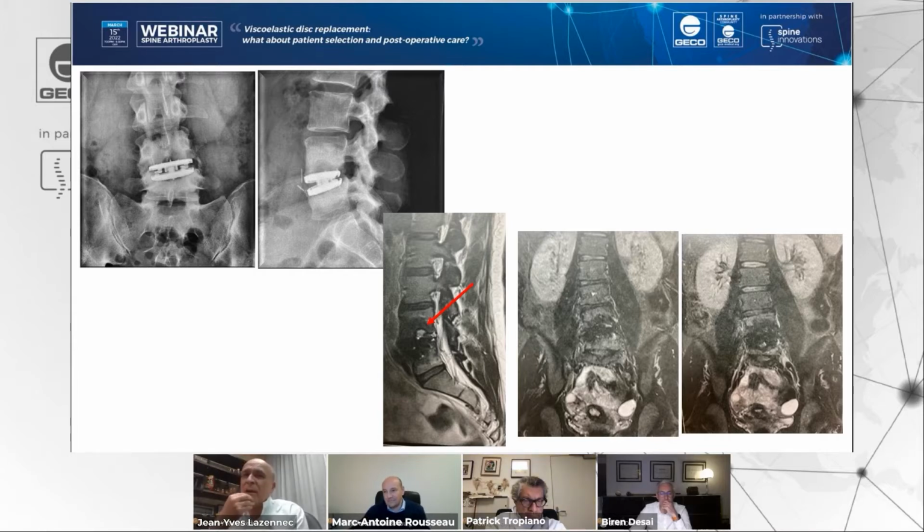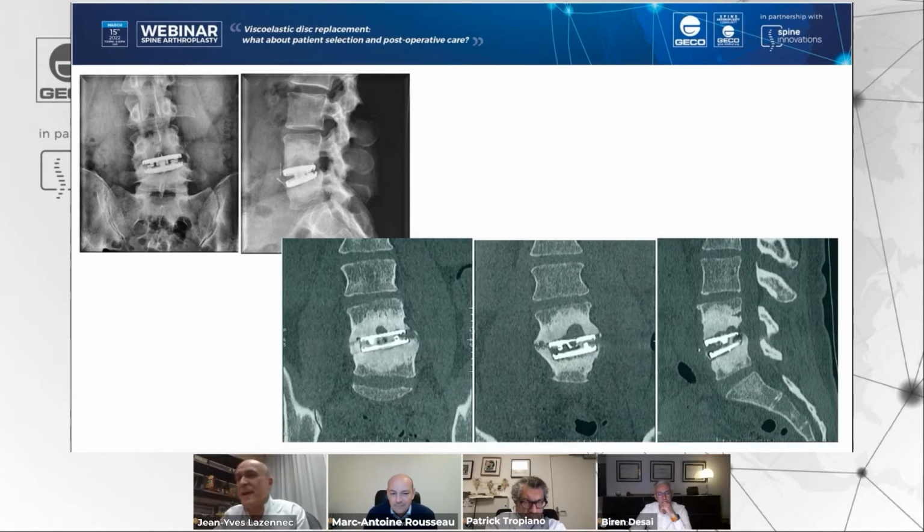And you see a hypersignal of the inferior plate of L4. But this MRI was a little bit disappointing. I want to share with you the analysis I did with CT scan, and I think it is one of the messages. Look at this. When you compare the image of MRI and the CT scan, you have much more information.